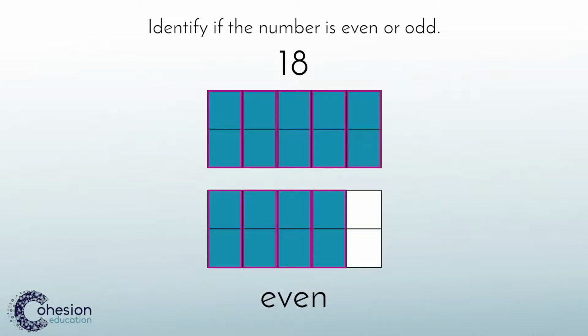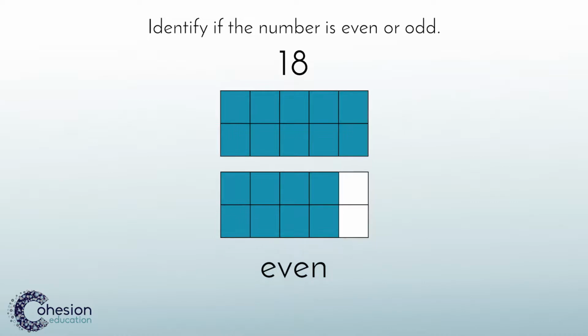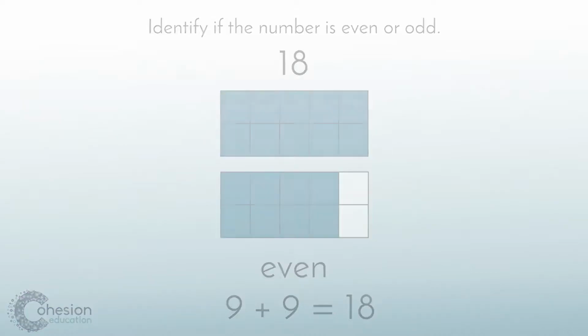Students then may be asked to identify a double stack to go along with the visual. The double stack for 18 is 9 plus 9. Students will record 9 plus 9 equals 18. That is how students identify if a number is even.